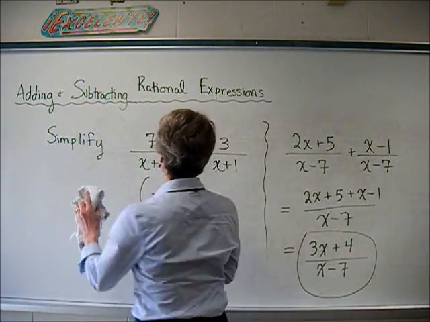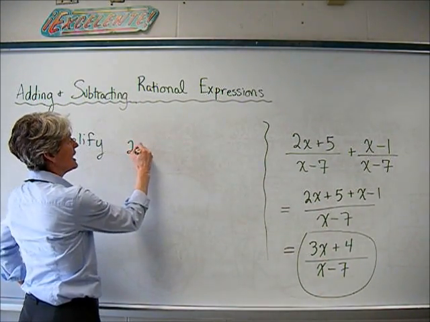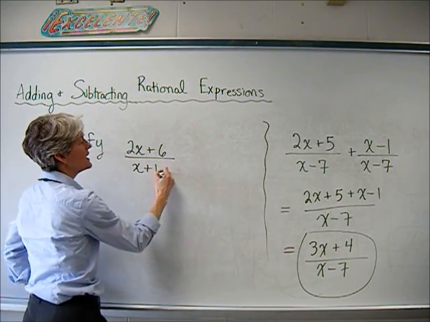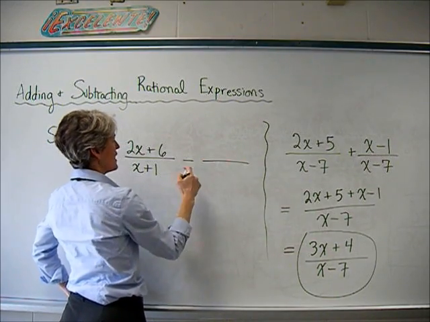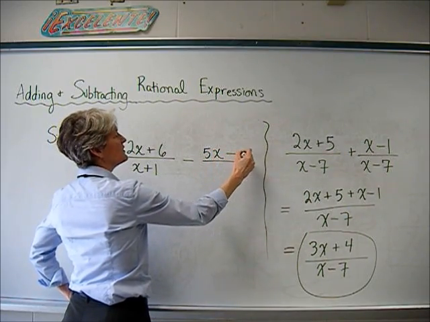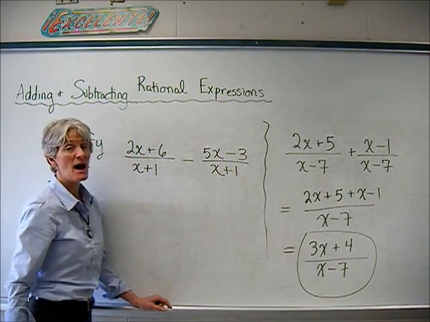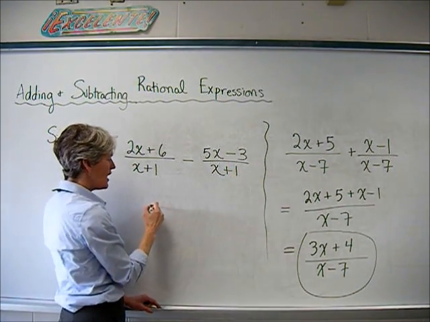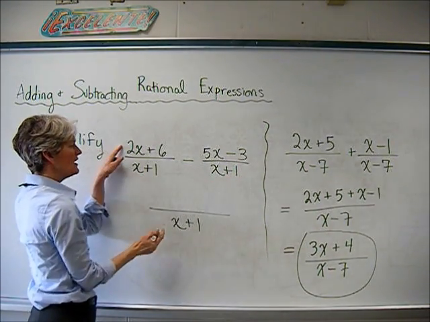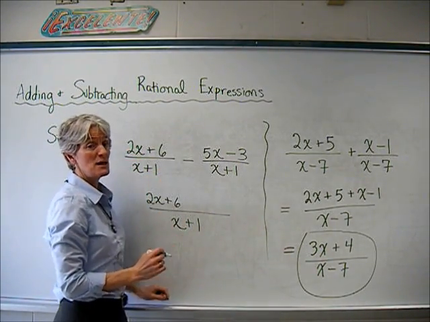Let's do a subtraction, because subtraction can get a little sticky. What if I had something like 2x plus 6 over x plus 1 minus, there's the subtraction, let's say 5x minus 3 all over x plus 1. Okay, so we still have a common denominator. So here I go. I can just combine those numerators since I already have a common denominator. I'm just going to write it out again, 2x plus 6. Okay, now comes the sneaky part.